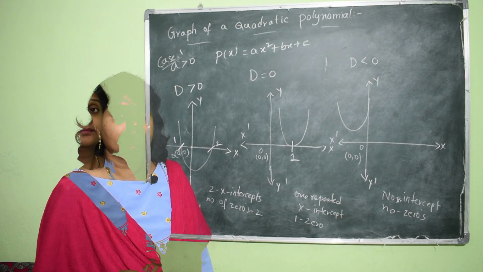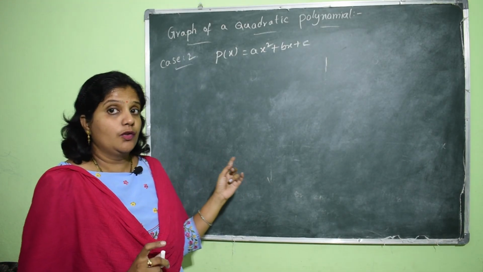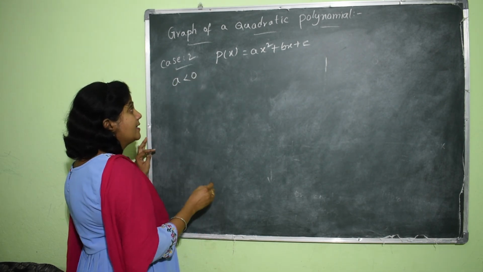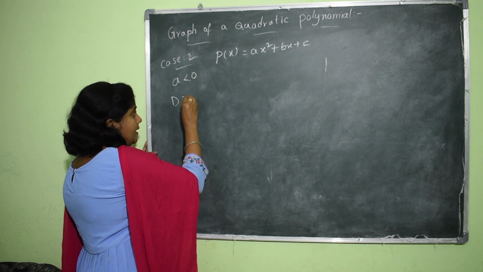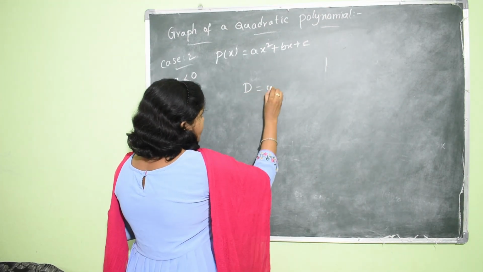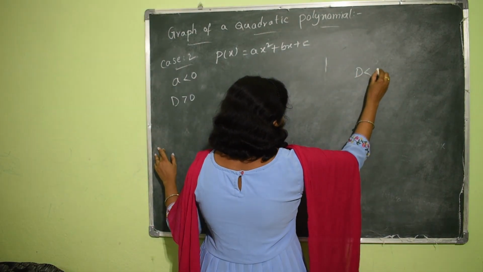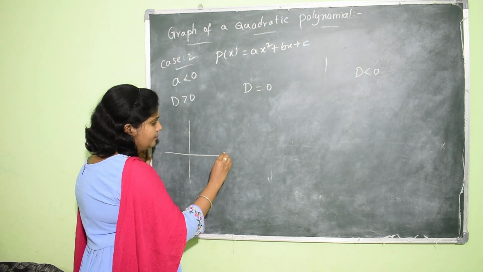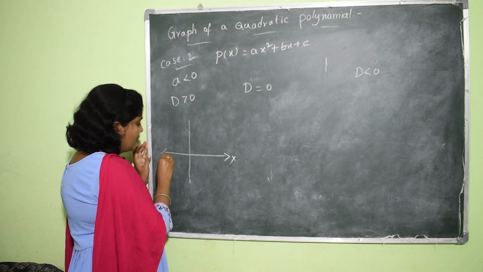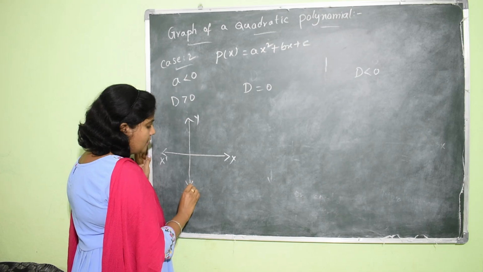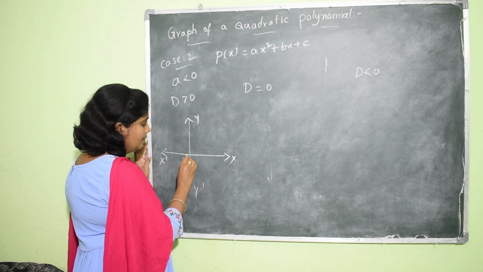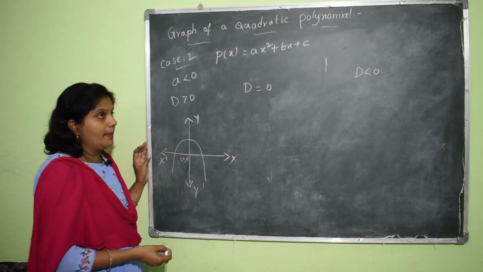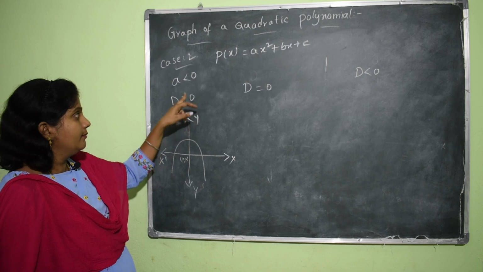Okay, next topic. Now we are going to discuss the second case, that is a less than 0. For a less than 0, again three conditions: d greater than 0, d equal to 0 and d less than 0. So let's draw the graph for the quadratic polynomial. x-axis, x dash, y-axis, y dash and origin. Here the graph will come like this, a downward parabola, when d is greater than 0.